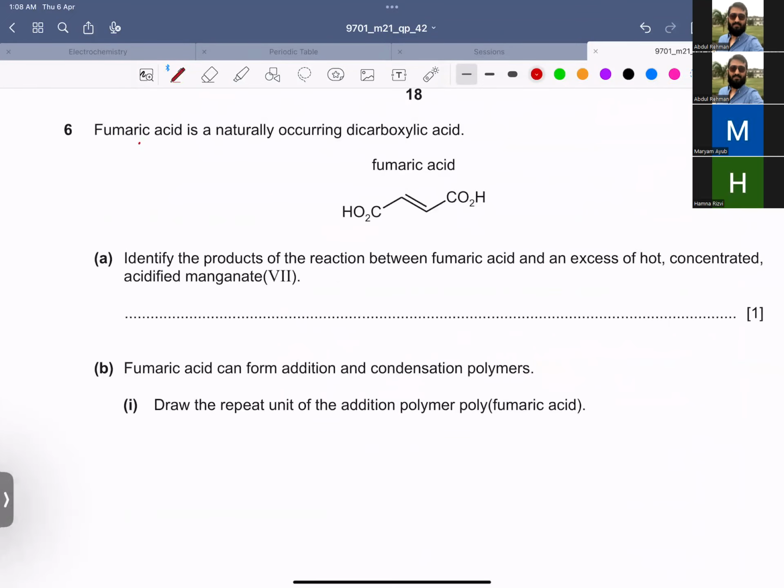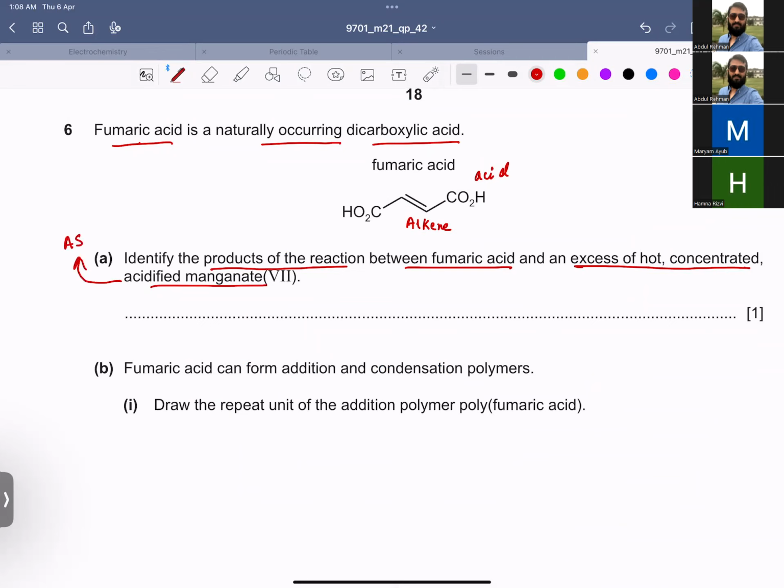Question number 6. Fumaric acid is a naturally occurring dicarboxylic acid. Here we have an alkene, a carbon-carbon double bond, and an acid both. Identify the products of the reaction between fumaric acid and an excess of hot concentrated acidified manganate. If you recall, this reaction is from AS.